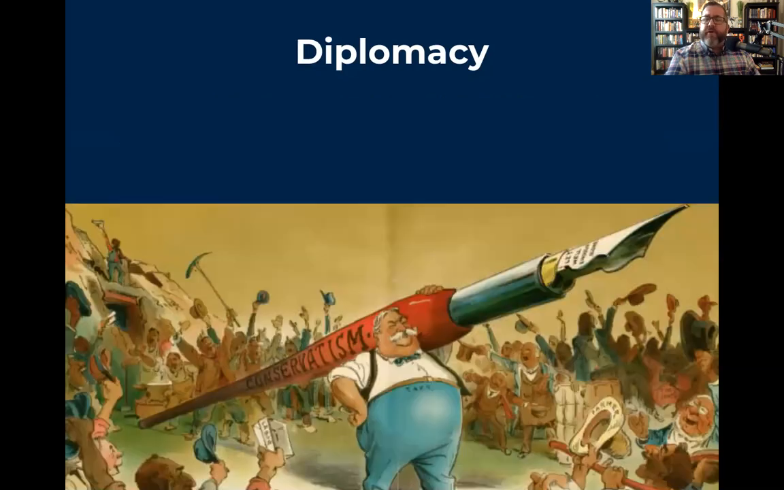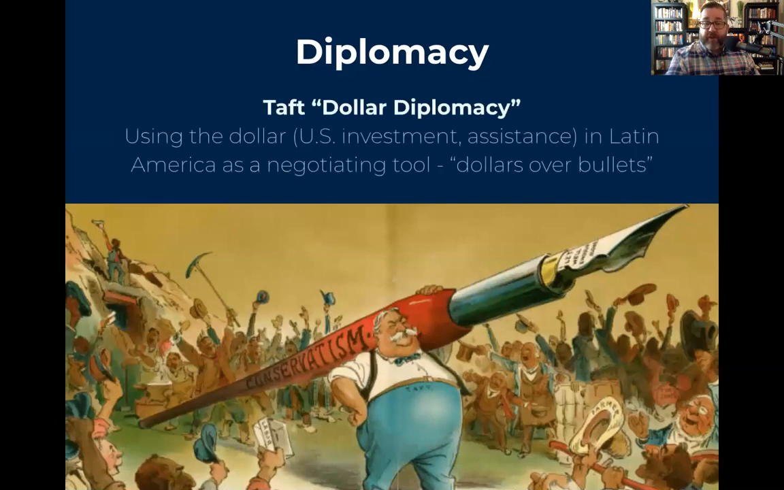A bit softer approach from a different perspective is going to be Taft's dollar diplomacy, using the dollar as an investment tool, as assistance in Latin America, as a negotiating tool, citing dollars over bullets. If you were to invest in a country, help prop them up, perhaps even put them in debt, they will be at your beck and call.